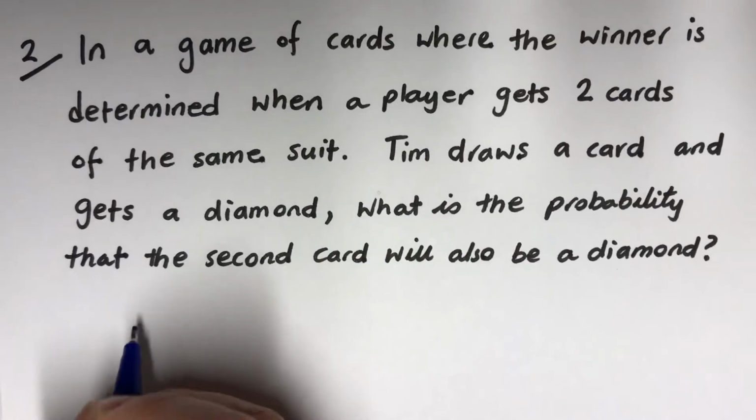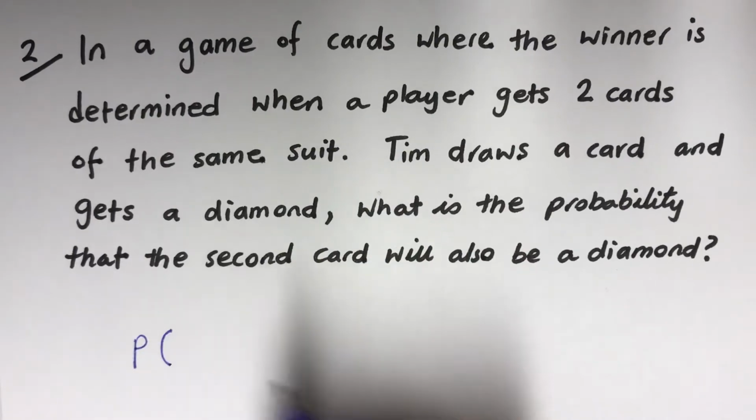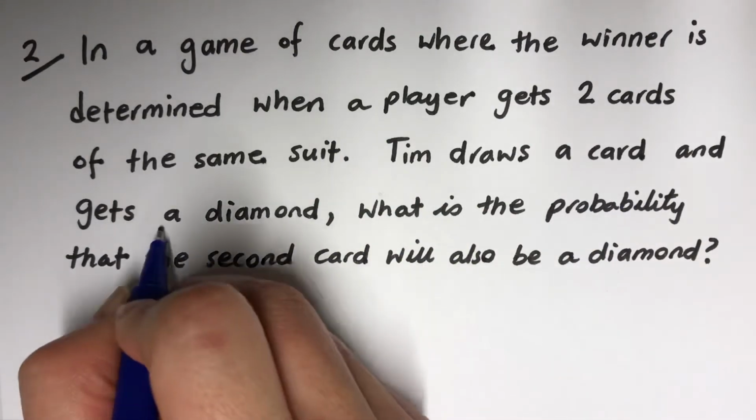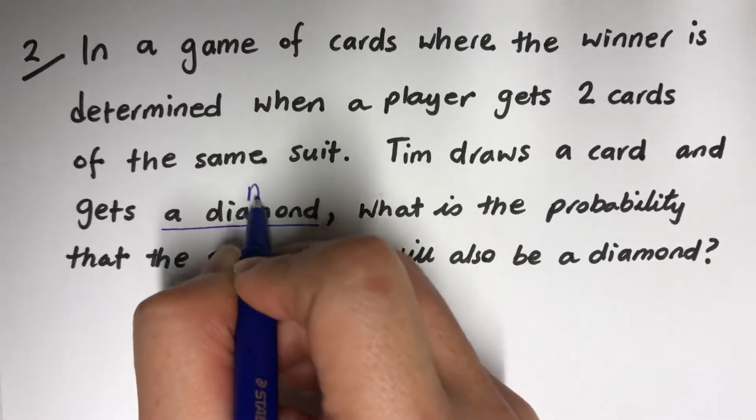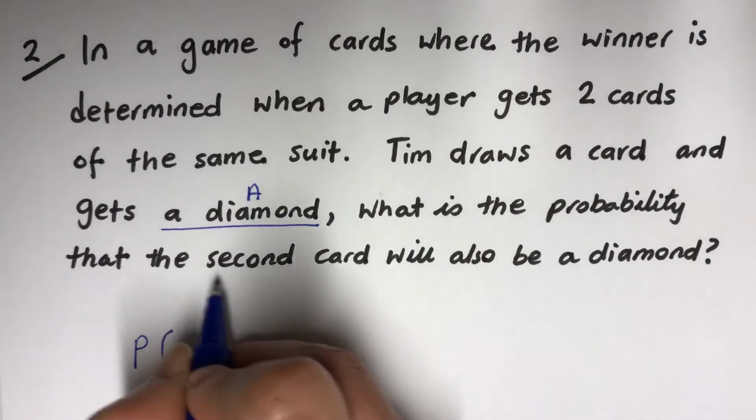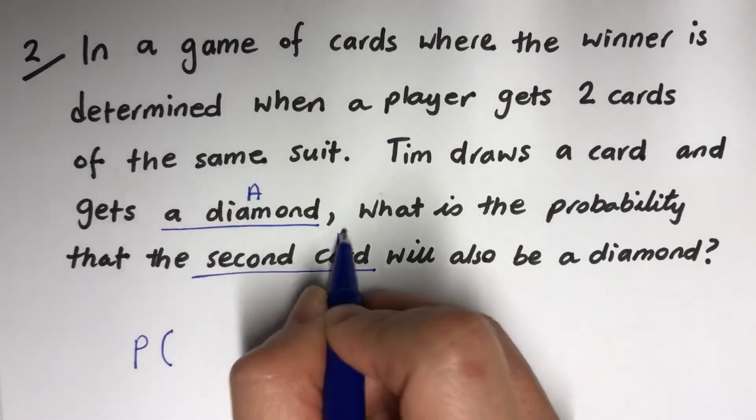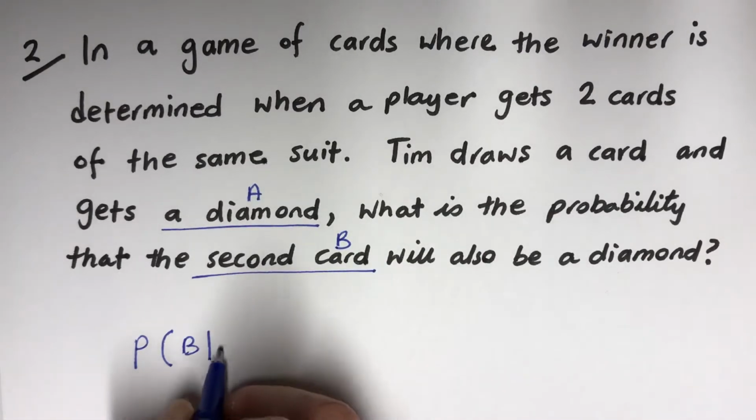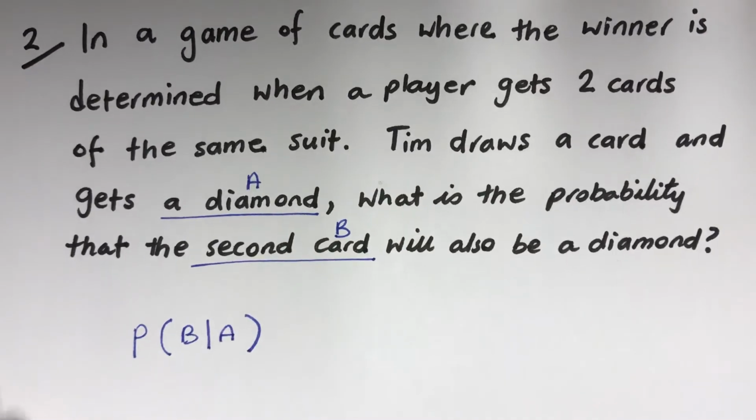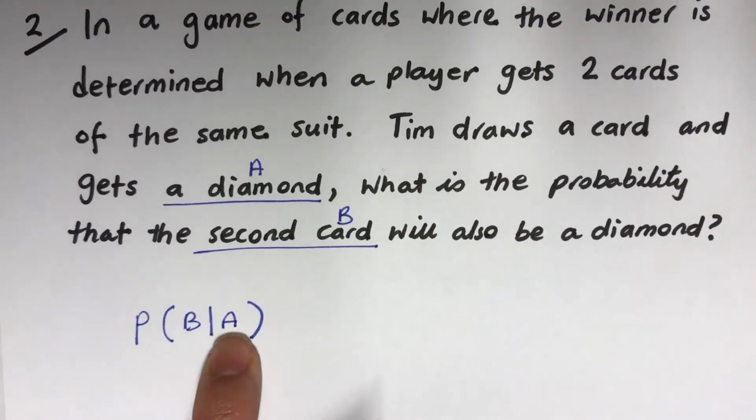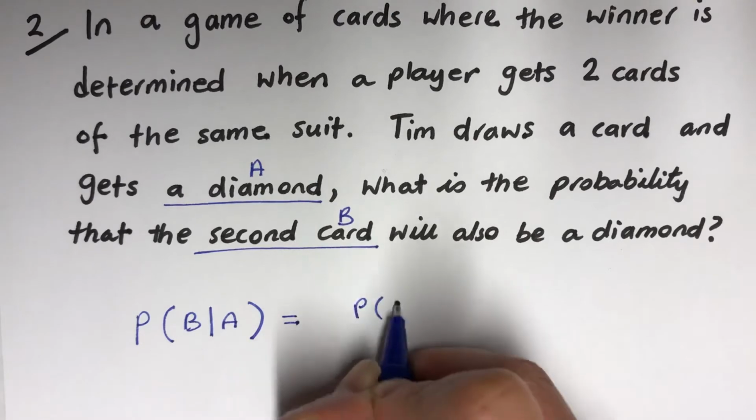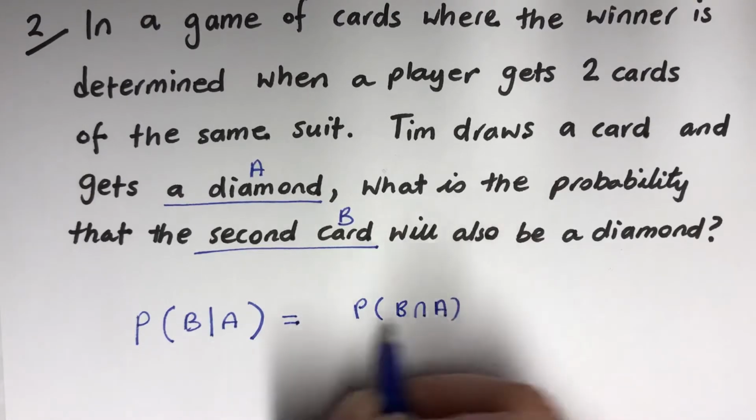So we're going to have to go probability of, I'm going to call the first one he got event A, the second card event B. So I'm going to go P(B|A). So A is already picked up as a diamond. We were looking for the probability that it's going to be a diamond again. So I'm going to go like that.